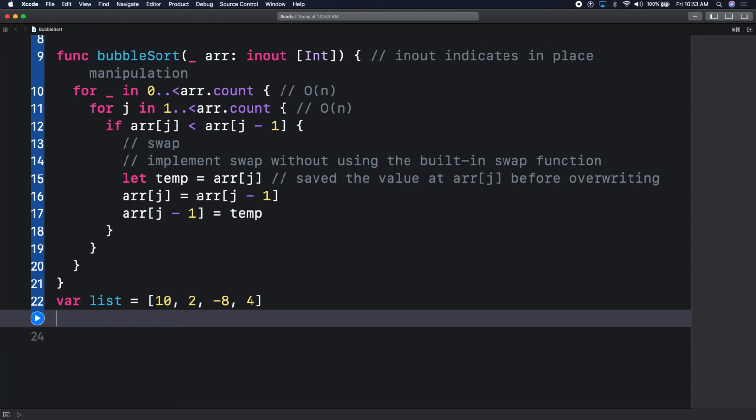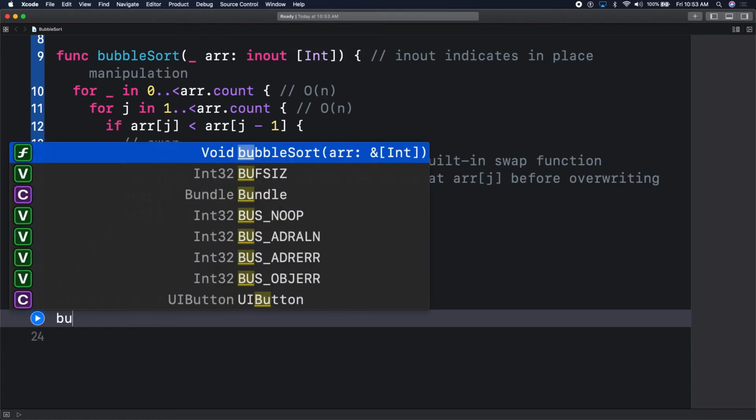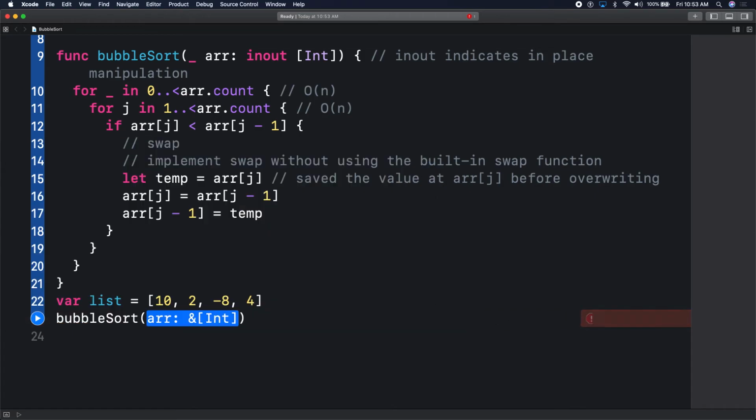So here now we have our list. Let's call our bubble sort. And if we look at the call for bubble sort here, we have an ampersand, or the and symbol, right before the int array. Do we see that? Because now it's saying it has a pointer. If you call this, you have to specify the ampersand before the list name. What does that mean? I'll press enter. You need to specify, I have a reference to list here.